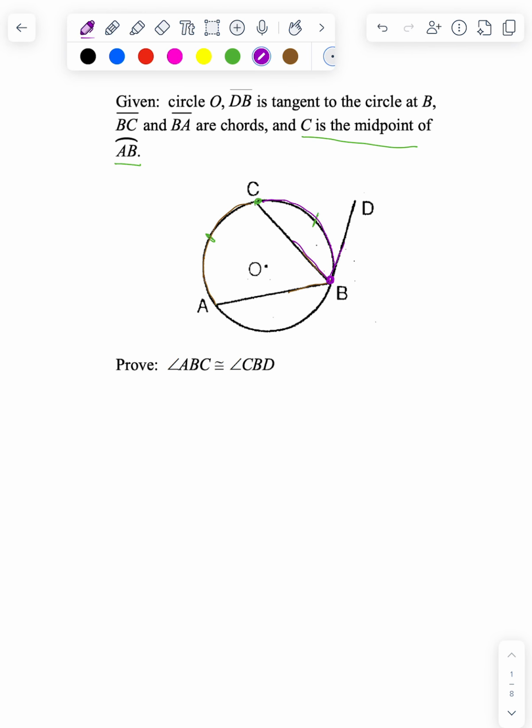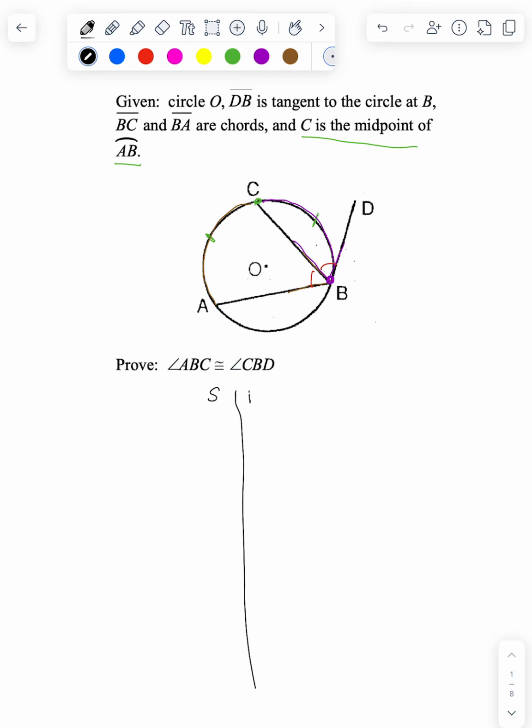Since both of those angles are half of their intercepted arcs, and both of their intercepted arcs are congruent, the angles need to be congruent as well. For example, if these were both 100, these would both be 50, just making up numbers here. Now let's put this into a proof and see how this would be written up.